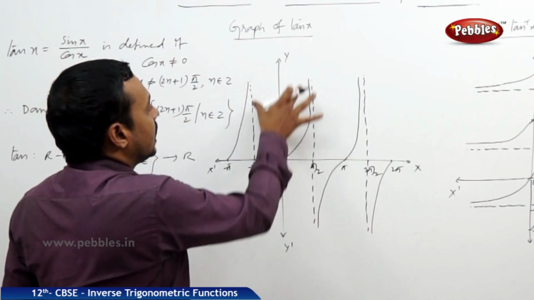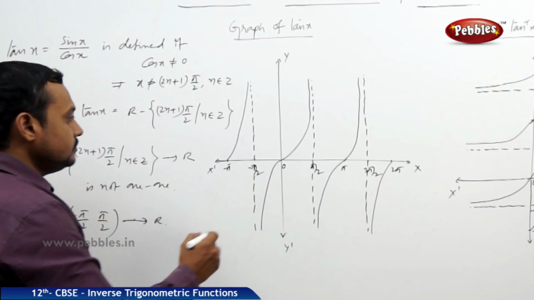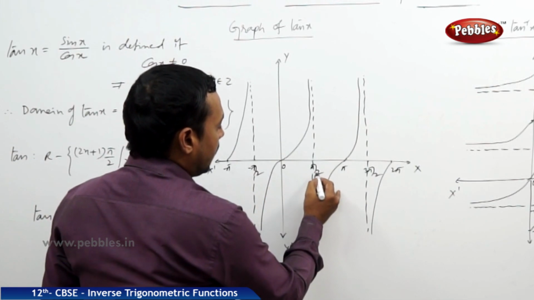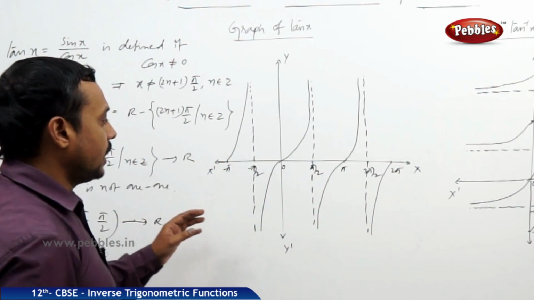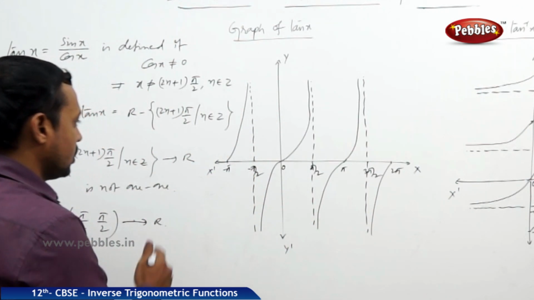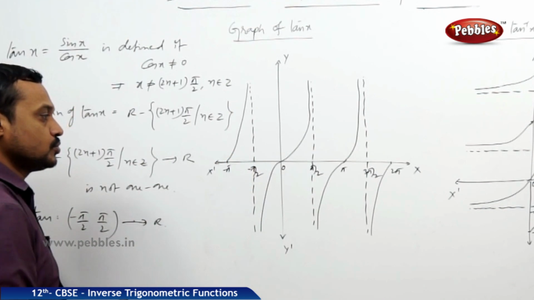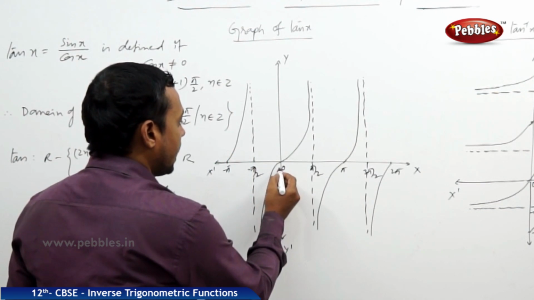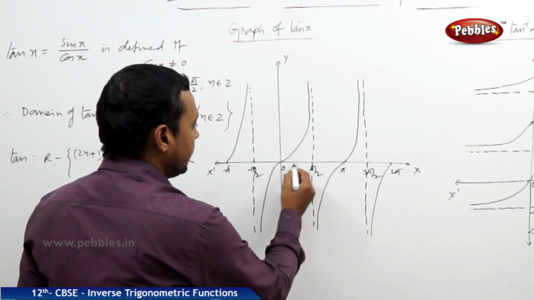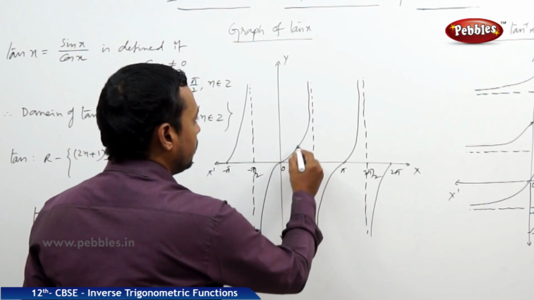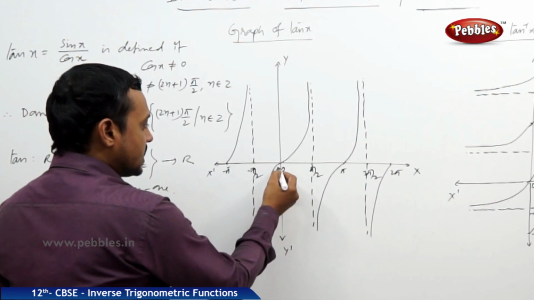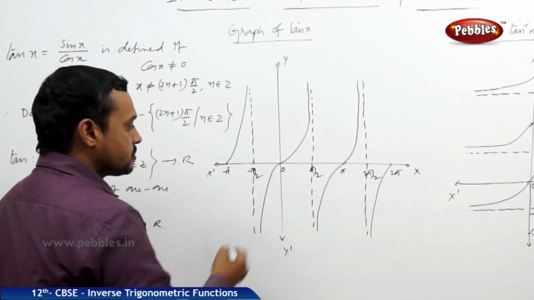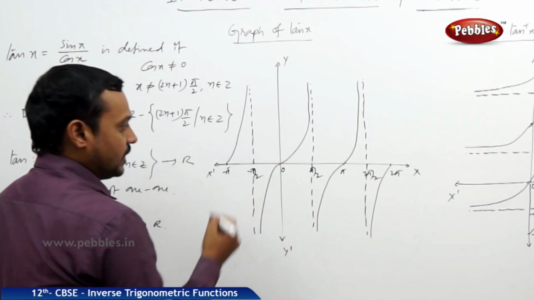So here is the graph of tan x. The tan function at pi by 2, 3 pi by 2, 5 pi by 2, similarly minus pi by 2, minus 3 pi by 2, at those values tan does not exist because they are all odd multiples of pi by 2. So as x tends to pi by 2, tan x tends to infinity, and tan 0 is 0, as x tends to minus pi by 2, the tan value tends to minus infinity.